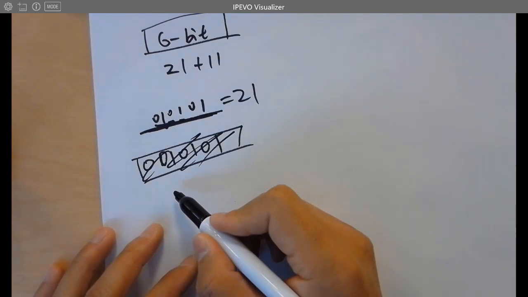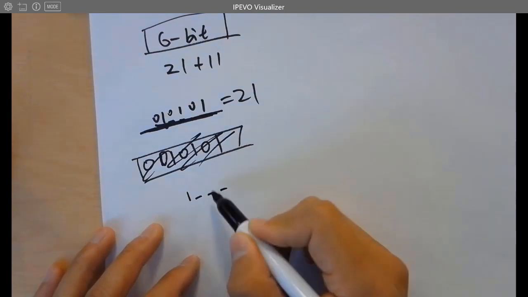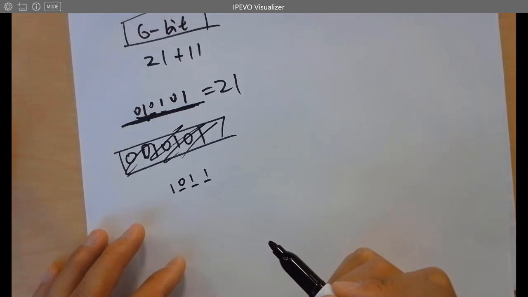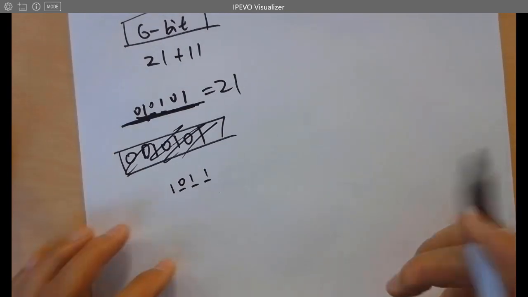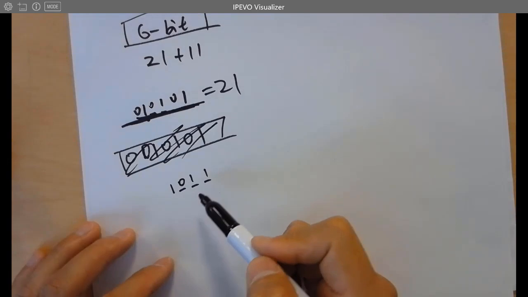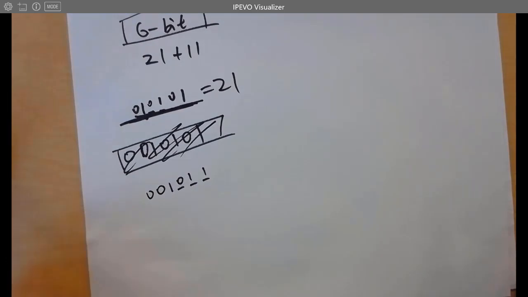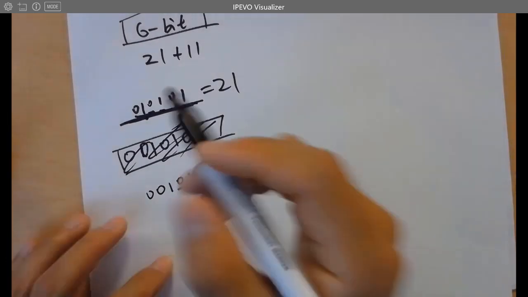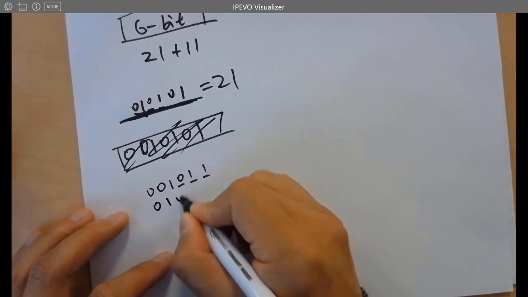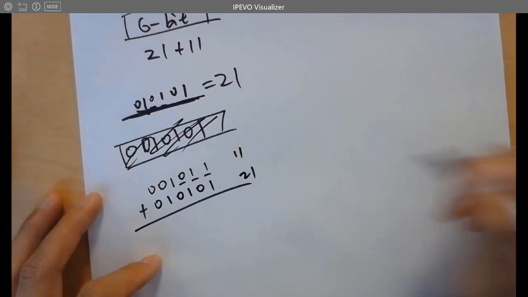So 11 is 8 plus 3, right? 3 is 1, 1. So that's a 4-bit unsigned binary number. And you want to make this a 6-bit 2's complement 11. You need 2 more zeros in the front. Making sense? So now you have 11 plus 21, which is 0, 1, 0, 1, 0, 1. So that's 11 plus 21.